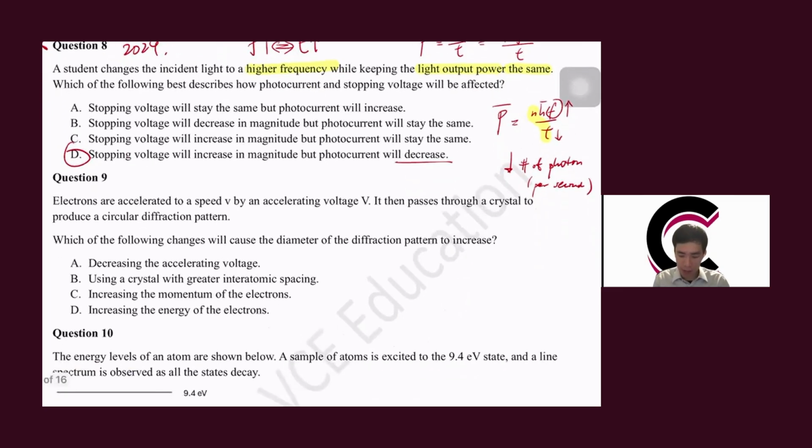Question 9. Once again, pattern recognition. What we're doing here is recognizing some patterns. If you look at the options carefully, once again, this is a diffraction pattern, right? Diffraction of electrons, diffraction of light. Please write this down.